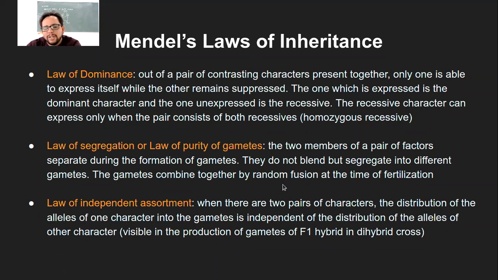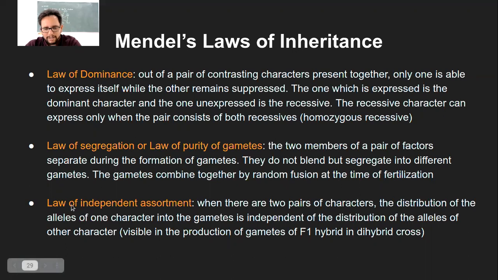These gametes will then combine together by random fusion at the time of fertilization. And that is why, whenever we write a monohybrid or dihybrid cross, we do not write only a few offspring, we write all the possibilities. Any of these possibilities in terms of offspring can occur in reality. So that is the law of segregation, where the gametes segregate the different alleles. It is also called the law of purity of gametes, because the gametes are pure for one particular trait.